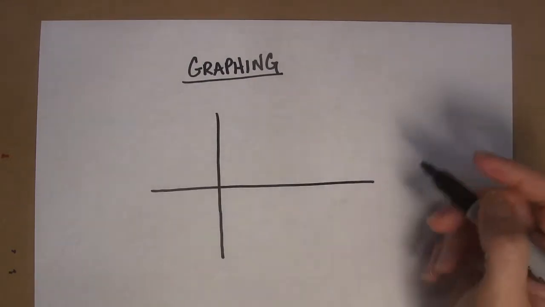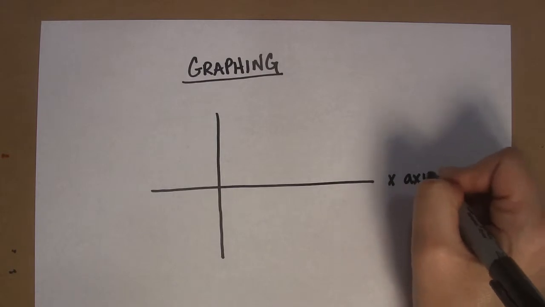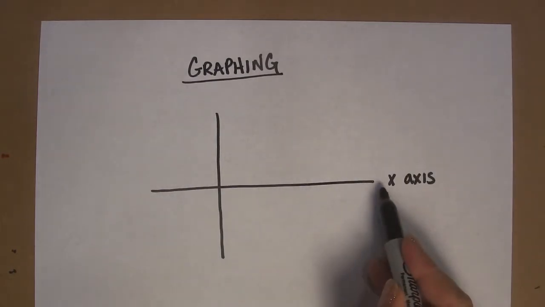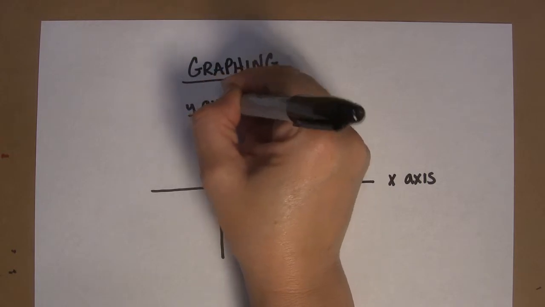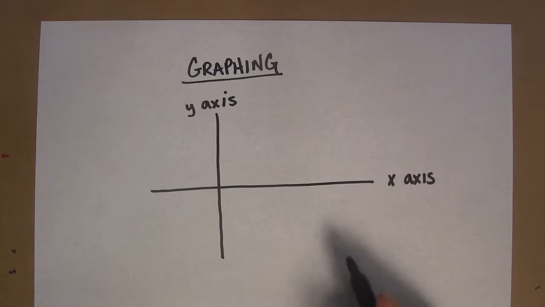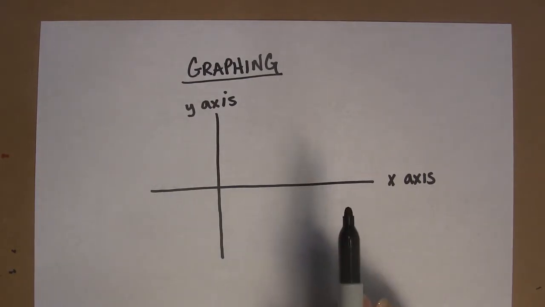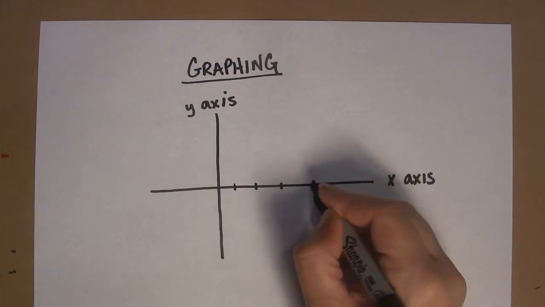Graphing is when we put things on a plot. We have an x-axis, that's what we call this horizontal line going across, and we call the vertical line the y-axis, and that one goes up and down. The x-axis you can think of kind of like a number line.